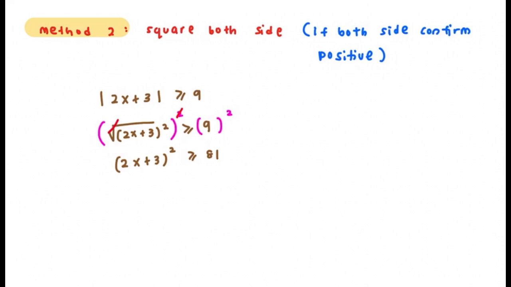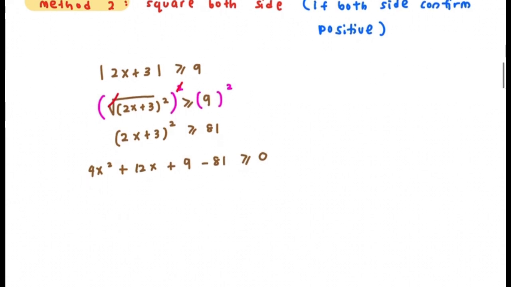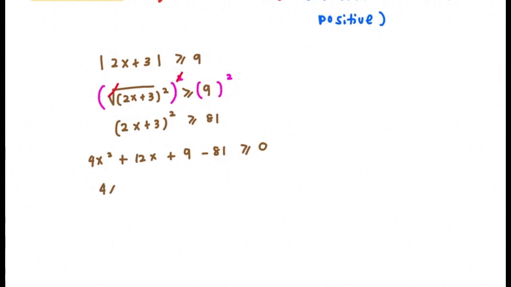And then expand the left hand side. (2x)² is 4x², plus 2 times 2x times 3 is 12x, plus 3 squared is 9. And then bring 81 to your left side, minus 81 ≥ 0. Then simplify further. You have 4x² + 12x, and 9 minus 81 is negative 72, ≥ 0.